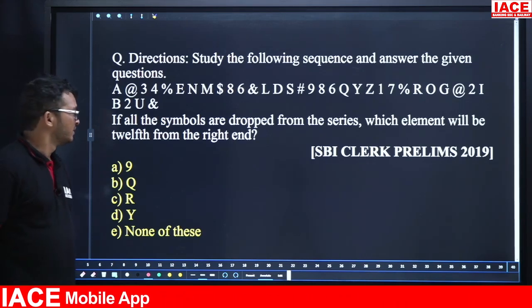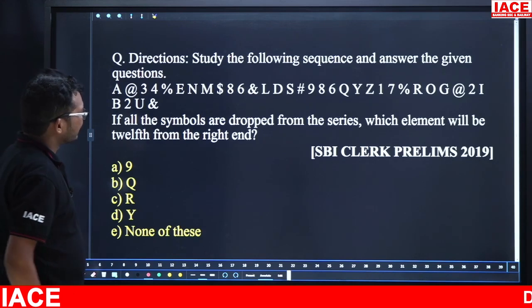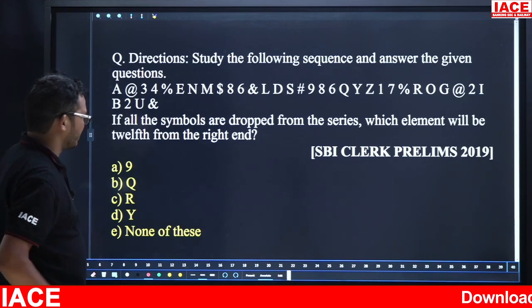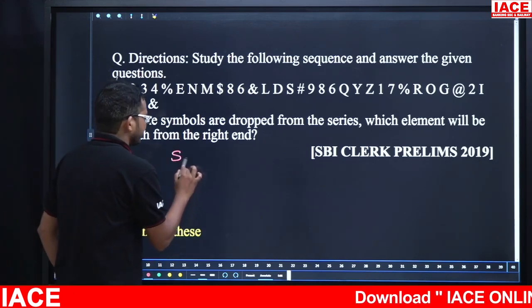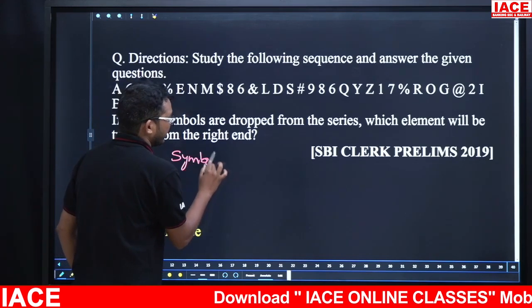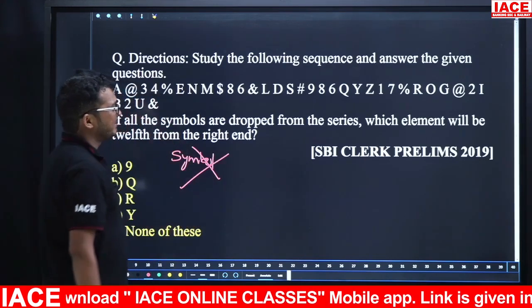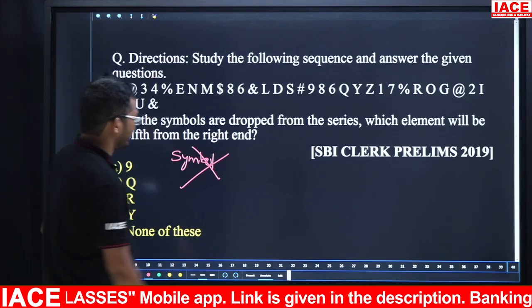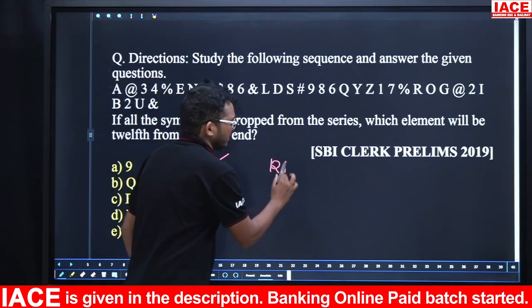Yes, time up. So take your given one. If all the symbols are dropped from the above series. Friends, here the given condition is if all the symbols are dropped. Next, which element will be the 12th from the right-hand side? So from the right, the 12th one.